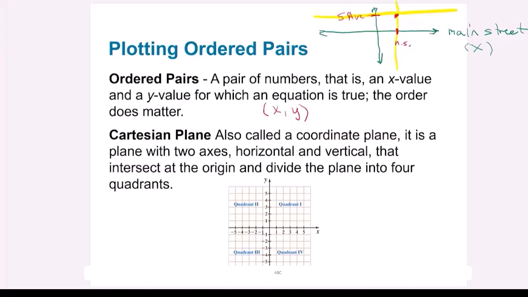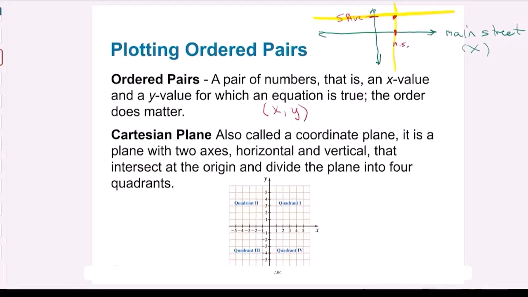We have now the graph. We call this the Cartesian plane. It's also called the coordinate plane. There's a lot of names for it. Sometimes you call it rectangular coordinates. We have these two axes. The x-axis is always horizontal, and the y-axis is always vertical.